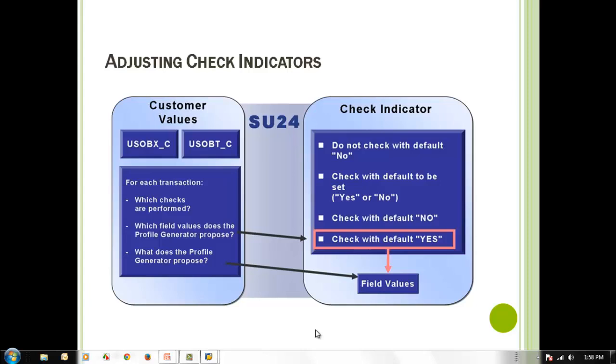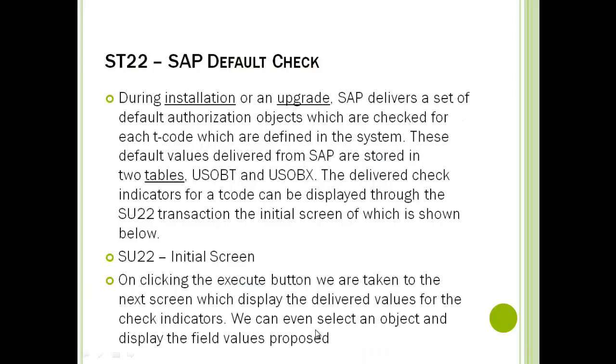Let's come back to our presentation. So the next transaction code which we are going to see is SU22. This is for the SAP default check. Means in SU24, whatever output we get is from the customer table. So once you change some values, that is what you get from SU24. Then let's say you want to check what the SAP standard proposed values are, then we can use SU22.